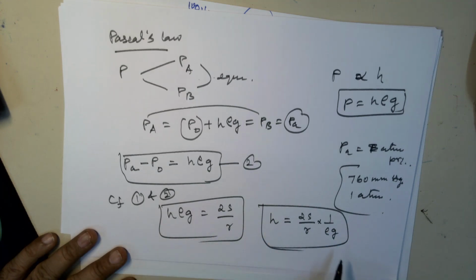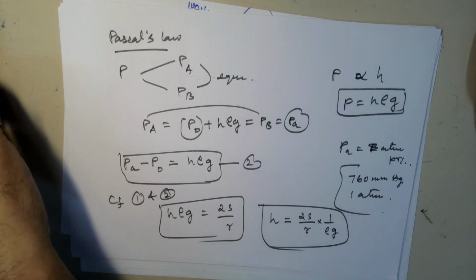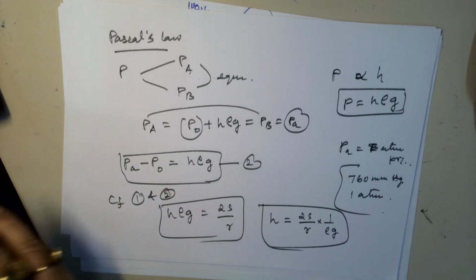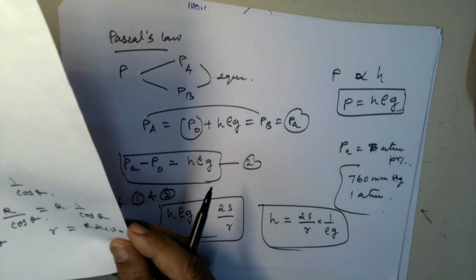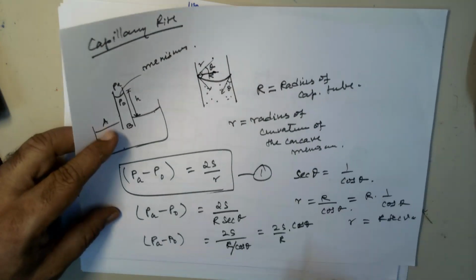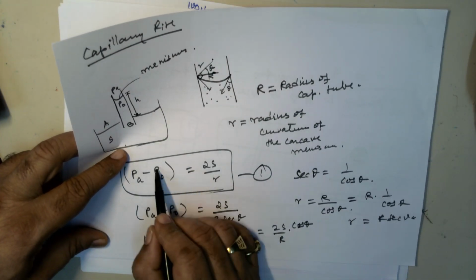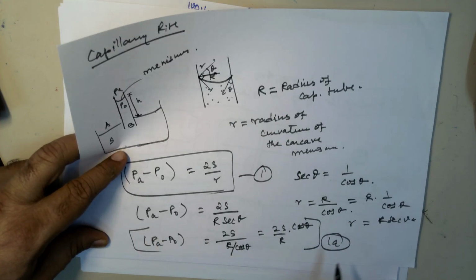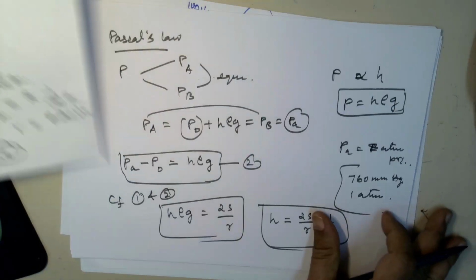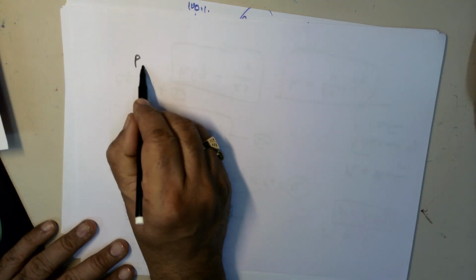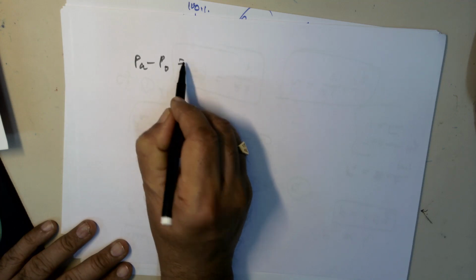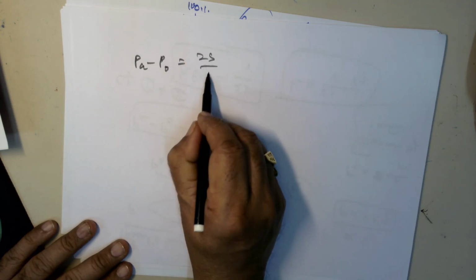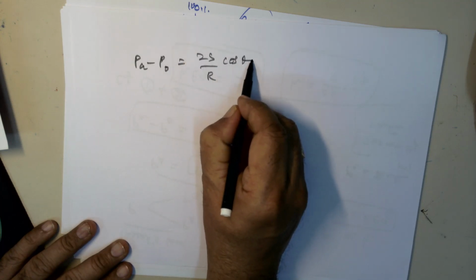And we have got another formula also, that is, 2S by R cos theta. So we can substitute here. There are two aspects. So this is equation 1a. Now let me give this equation also. Let me rewrite PA minus PO, that we have already seen, as 2S by R into cos theta. This is one.